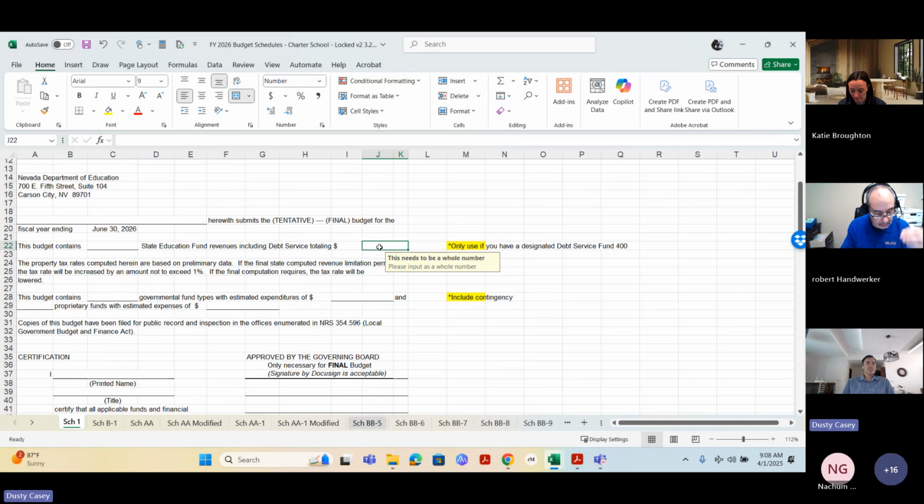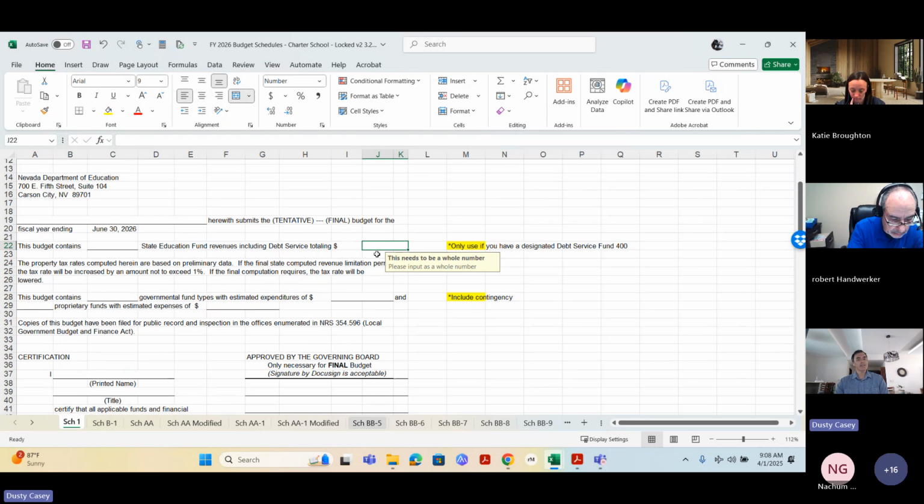This cell over here, J22, this should be the total of your debt service funds. Now, this is revenue. So for districts, this would be any of their tax dollars that they're getting to service their debt. I don't believe this applies to any charter schools. Now, you're going to hear me say that throughout this workbook a few different times.